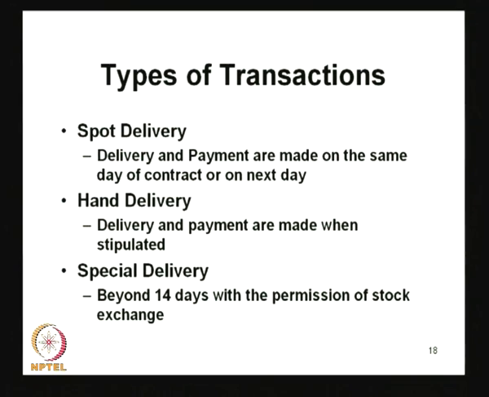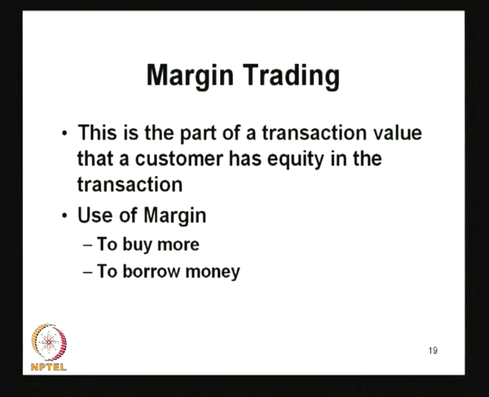Whenever you talk about transactions, the delivery can be made immediately as spot delivery. Delivery and payment are made on the same day of the contract or on the next day. It can be hand delivery, where delivery and payments are made when stipulated, the time being fixed from the beginning, or special delivery, which is beyond 14 days with the permission of the stock exchange. This means a delivery can take place after 14 days also if the stock exchange allows. Then there is another concept related to this, which we call margin trading.